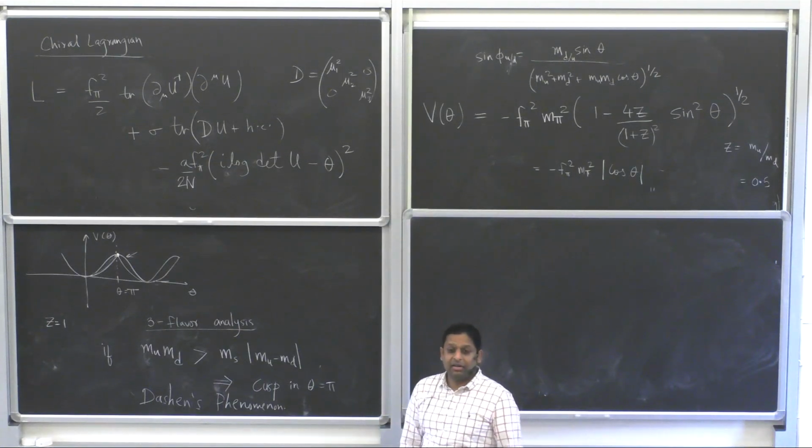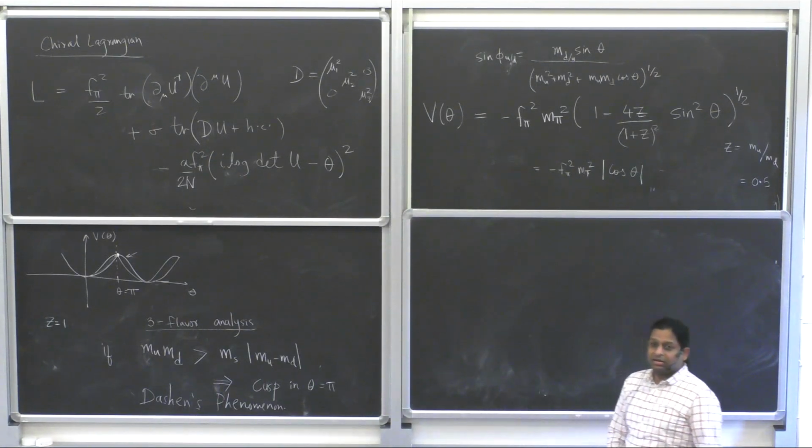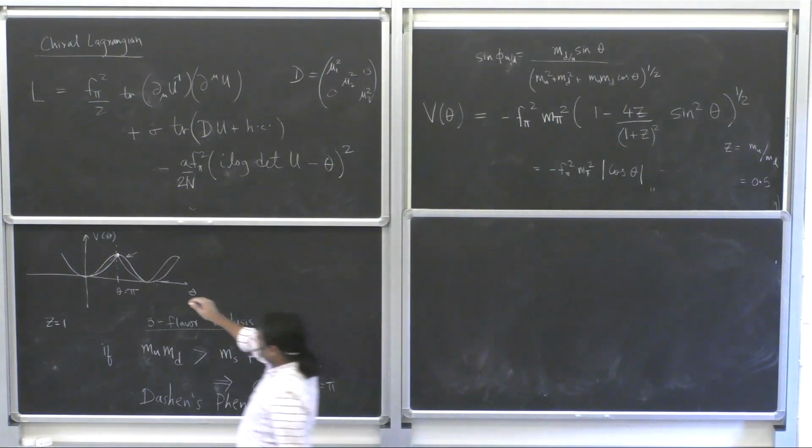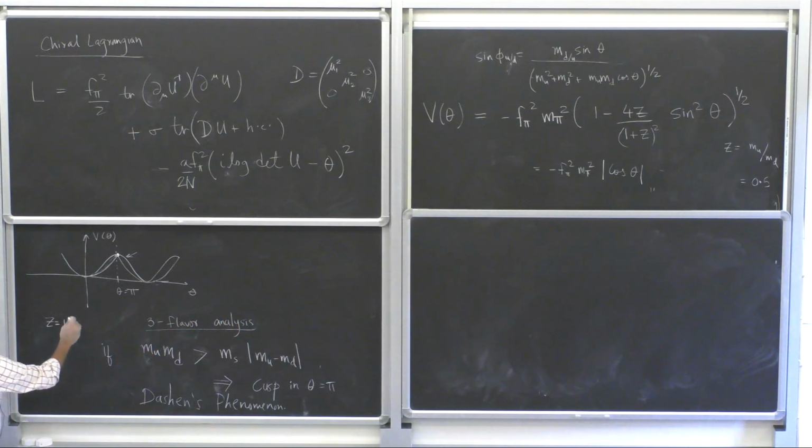Sorry, question. Yes, of course. Yeah. So it's minus cosine of theta, and this could be 1. So it's a.